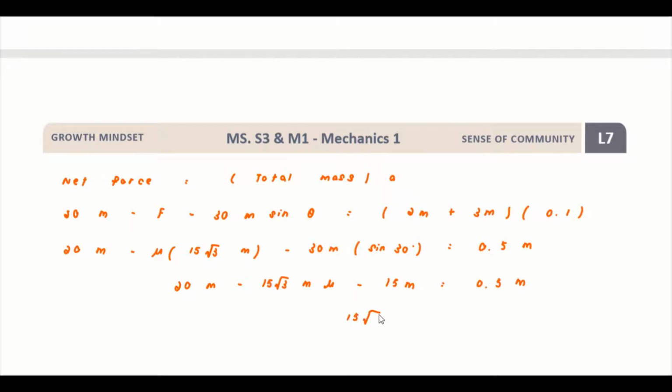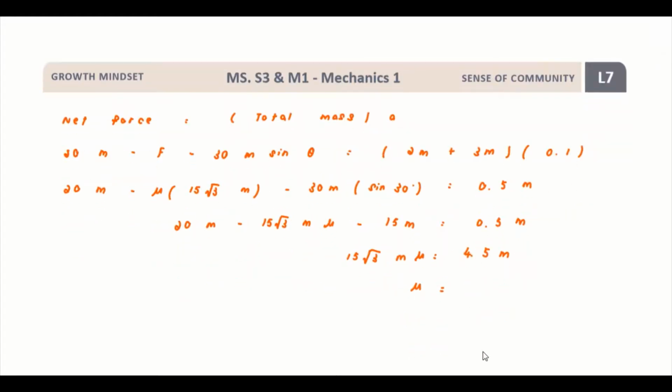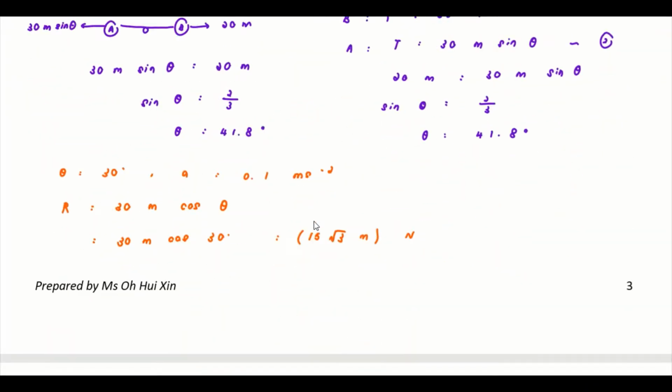So 15 square root 3 m mu will be equal to, moving this in front, 20 minus 15, which gives us 5, then minus 0.5, and you get 4.5. So m is no more, then, oh sorry, where's my mu? Here. So mu will be equal to 4.5m divided by 15 square root 3 m, and that will give you square root 3 over 10. If you want to write it in terms of what is given, then it's like this. Alright, so proven. That's really the answer for your part B.